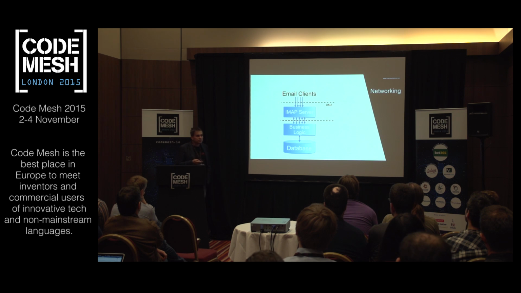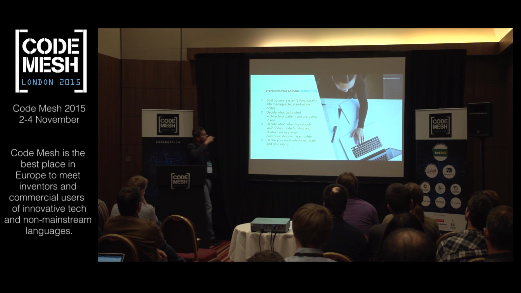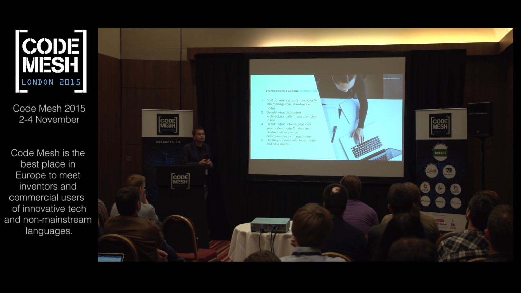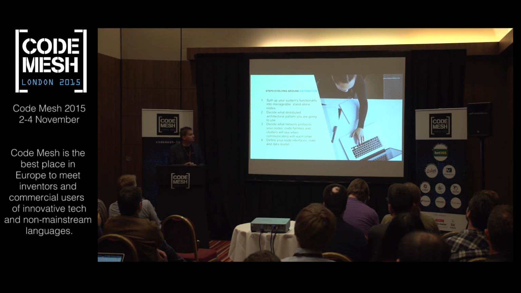When defining your node interfaces, things to keep in mind are reducing communication. You want to reduce data dependencies. Make sure you've got redundancy as well, and wherever possible, standardized APIs. So these would be the first four steps. Split your system's functionality into manageable standalone node types. Once you've done that, decide the distributed architectural pattern you're going to use. Decide what network protocols your different nodes, node families, and clusters will use. And most of the time, it's a mixture of these. And when you're done, define your node interfaces, the state you'll have in the individual nodes, and your data model.